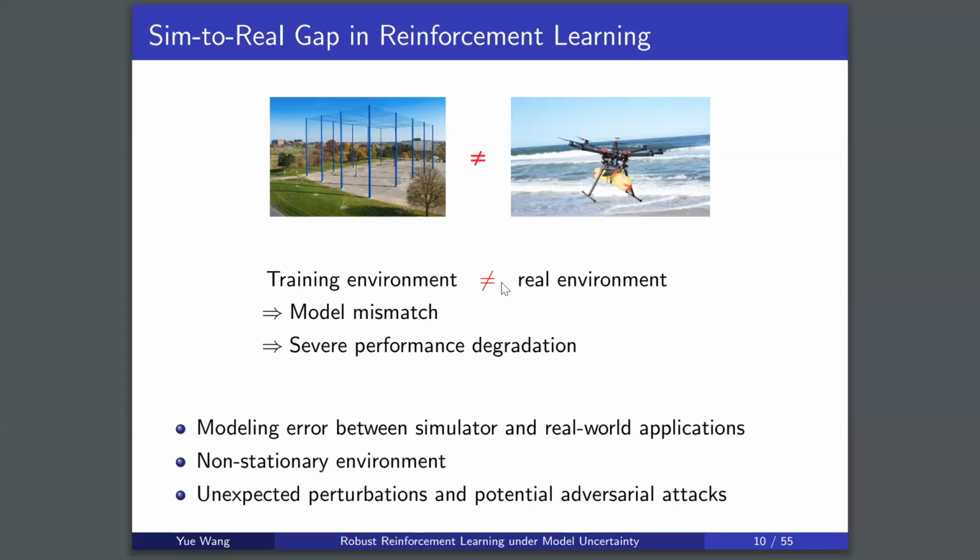Actually, this simulation to reality gap widely exists in many areas of reinforcement learning or machine learning, and it exists for many different reasons. One of the most important reasons is that the real environment is just too complicated to be fully captured by a simulation or a training environment. So there would be modeling error between the simulator and the real environment, and hence it leads to a sim to real gap. Another reason is that the real environment can be highly stochastic and non-stationary.